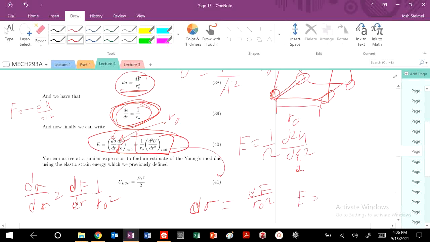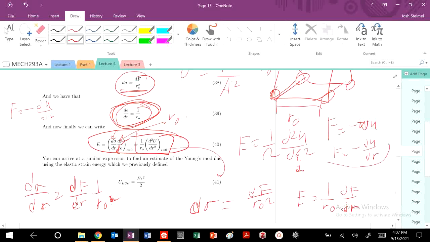So what I'm left with is an expression that looks like this. E is equal to 1 over r naught, because r naught multiplies out here, so that cancels. So 1 over r naught, and then I have an expression like this, df dr. But I want to write it in terms of my potential energy. Remember, we know that the force is equal to minus the gradient of potential energy. So my force is equal to minus du dr.